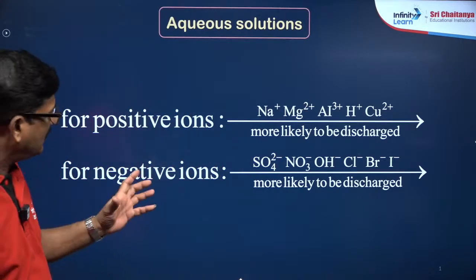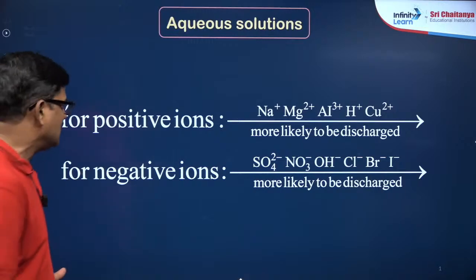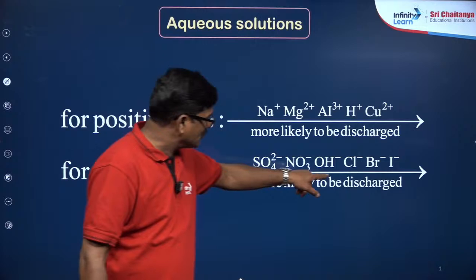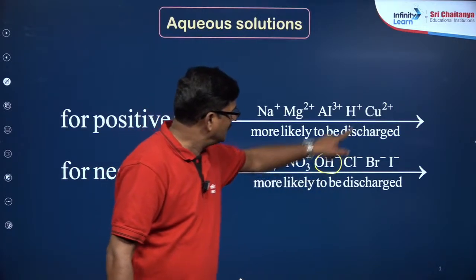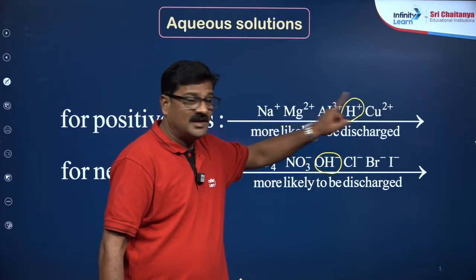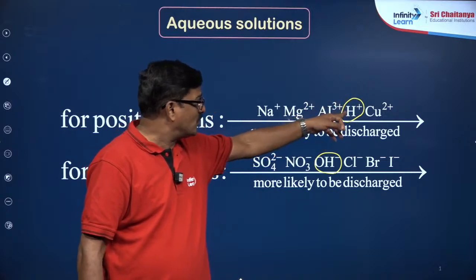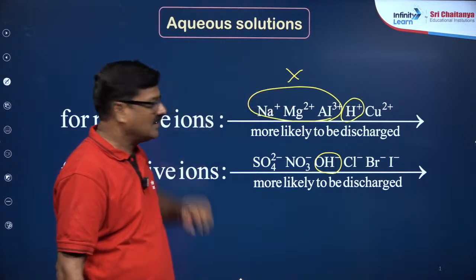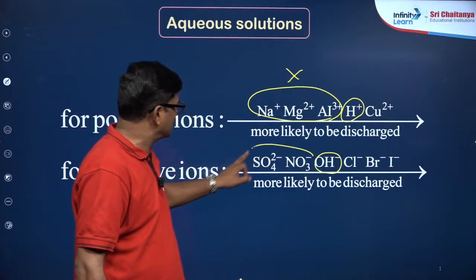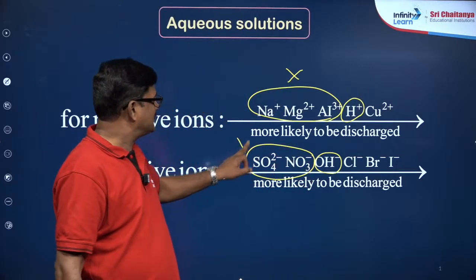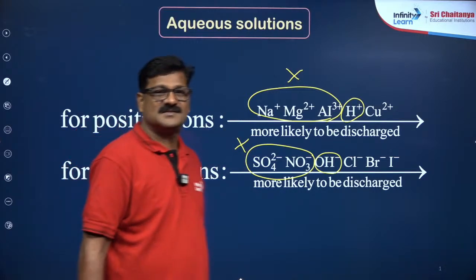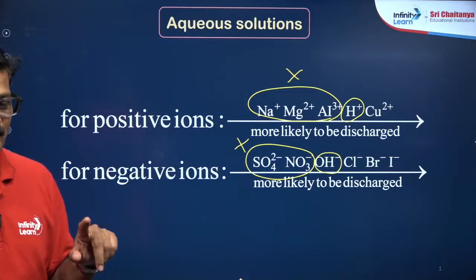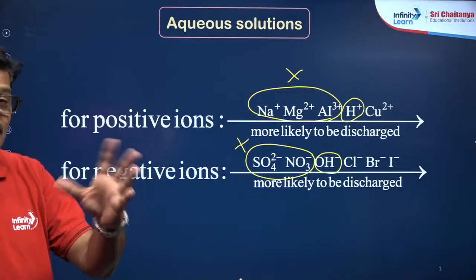I am actually against rote learning, but you can, because in the presence of aqueous solutions, these are the ions that will not deposit. In the presence of aqueous solutions, these ions will not deposit. Simple trick. Got it? In the presence of aqueous solution, active metals do not deposit.